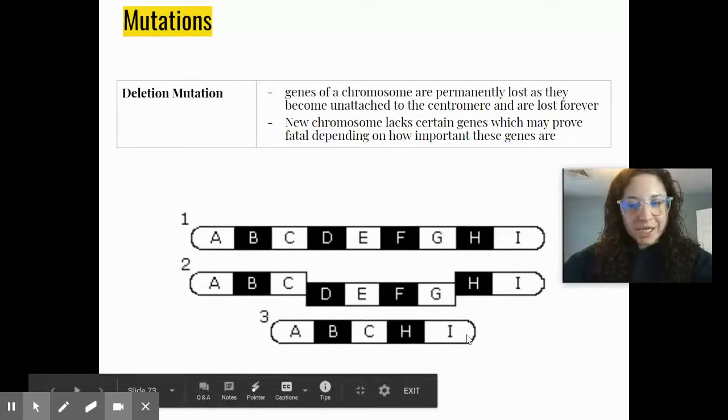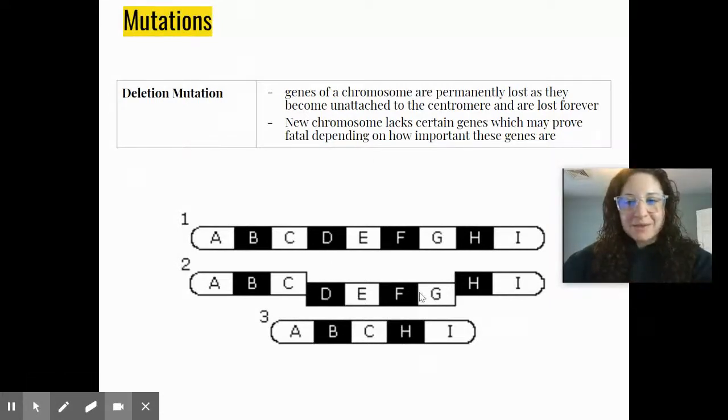Depending on what genes are being deleted, these could be absolutely crucial for life to form, or who knows, it might be like you used to have dimples and now you don't have dimples. It depends on what's being deleted.